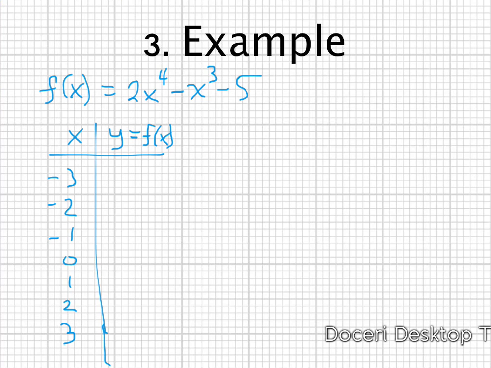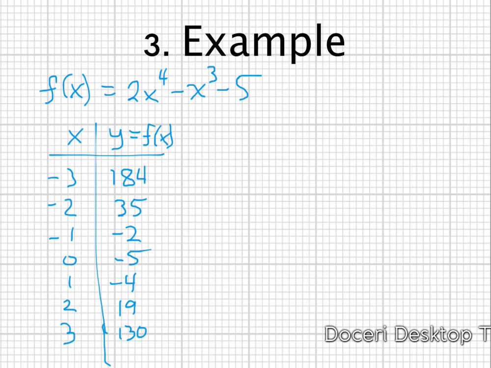So I have 2x to the fourth minus x to the third minus 5. Okay, so if I graph this, my equation gives me a table. So let's say if it's negative 3, I'm at positive 184. Negative 2 would give me positive 35. Negative 1 gives me negative 2. 0 gives me negative 5. 1 gives me negative 4. 2 gives me 19. And 3 gives me 130.